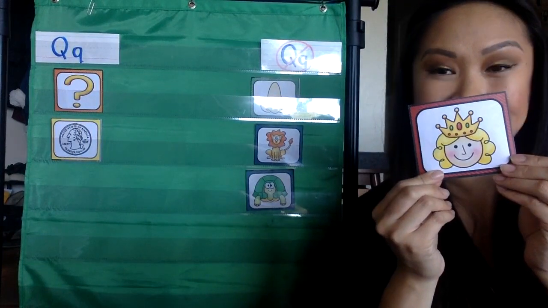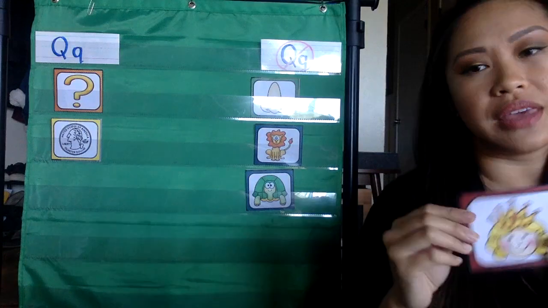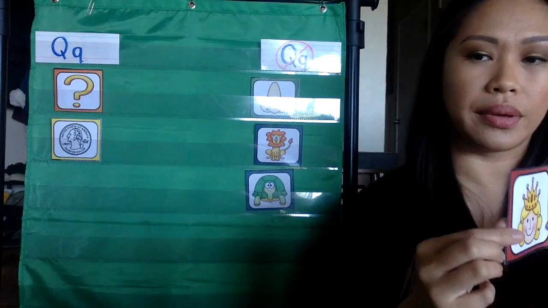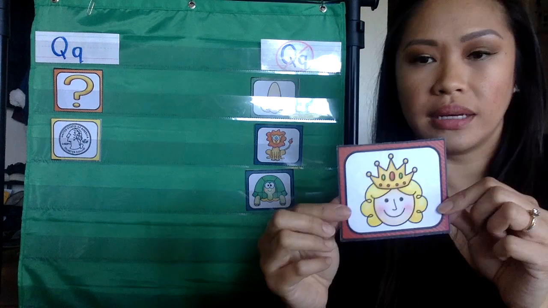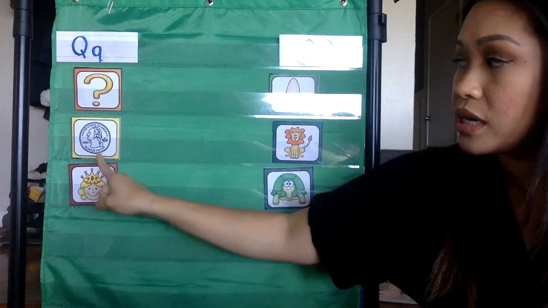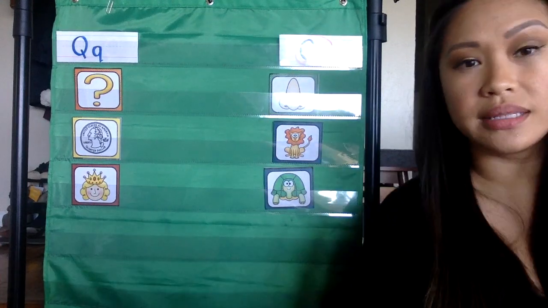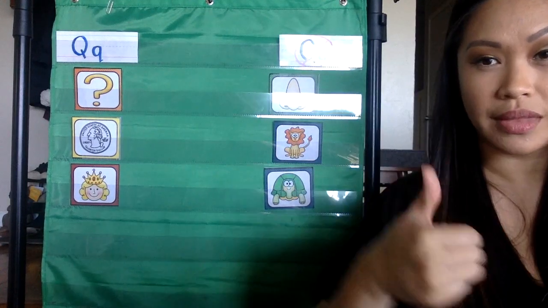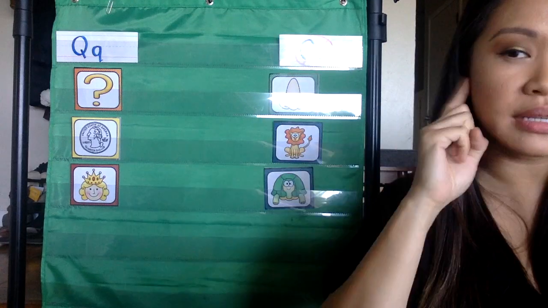Last one. Chose it because it's the last card that we have, and that is a queen. Like that. Wearing a crown. What do you think? Queen. Queen. Does that start with a qu sound? Queen. You're right. It does start with a qu sound. Okay. So nice job sorting our pictures. We have the words question mark, quarter, and queen that start with a qu sound. Kiss your brain for working so hard and listening carefully.